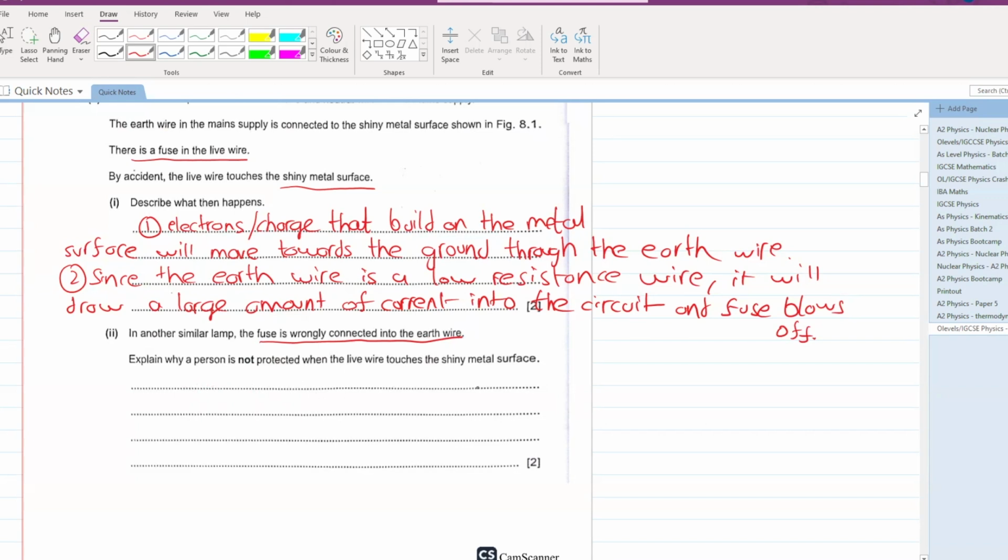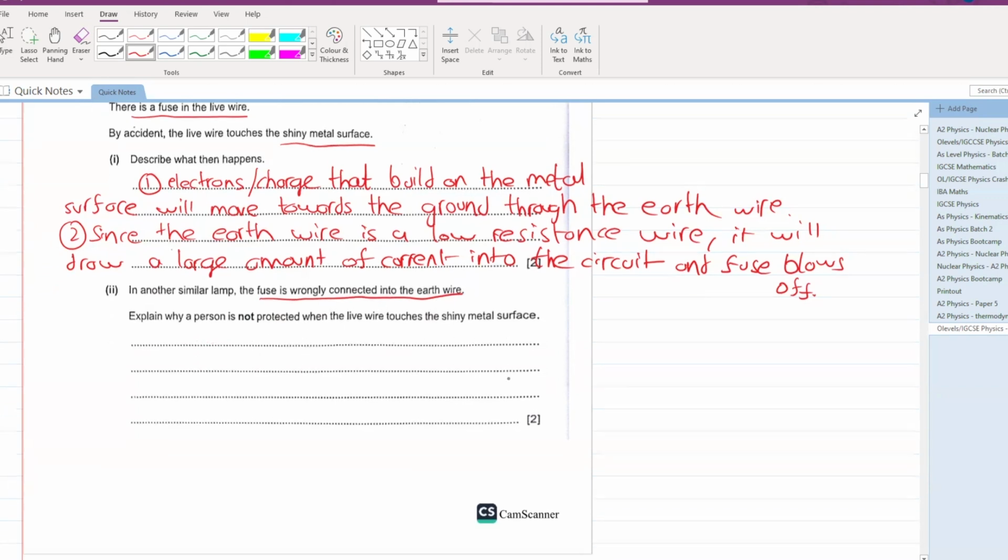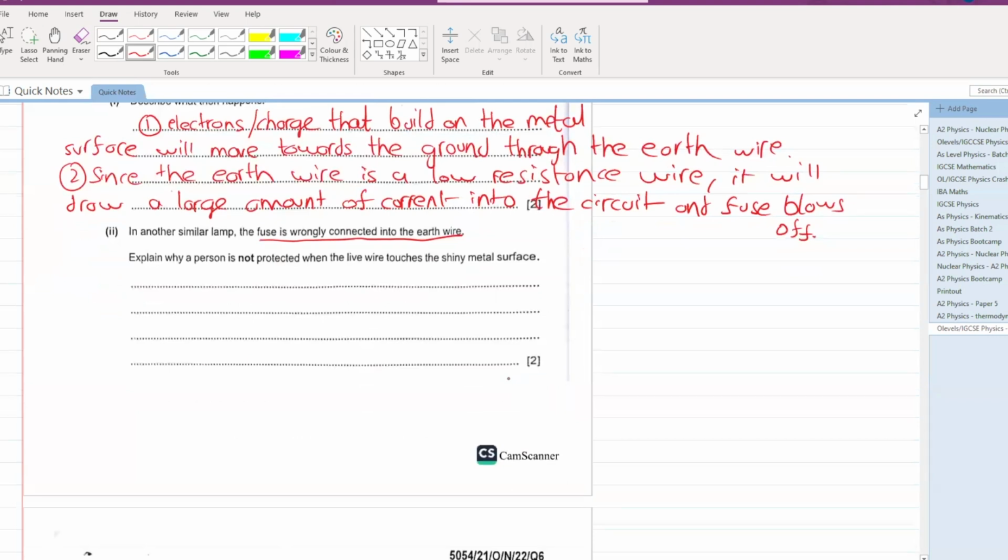Explain why a person is not protected when the live wire touches the shiny metal surface. Why is the person not protected now when the wire touches the shiny metal surface? Because now the live wire allows excess current, or extra current, to flow in the appliance, and this causes an electric shock.